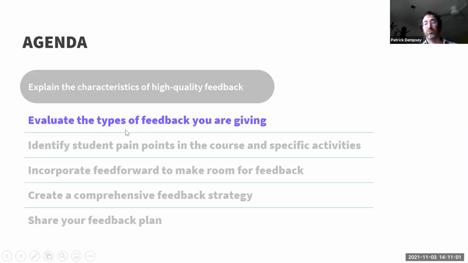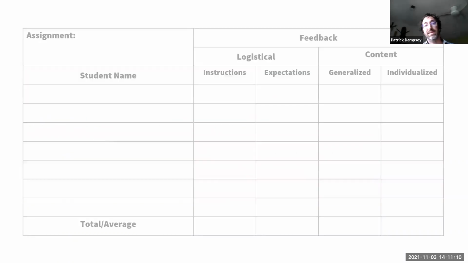So strategy one, evaluate the types of feedback you are giving. So this is totally simple, but potentially transformational, to use that word that came up, is doing something like this. If you're not an instructor, encouraging an instructor to do this for one assignment is to really start outlining, take one assignment and detail maybe the percentage of time or the amount of time you're actually taking on giving these types of feedback.